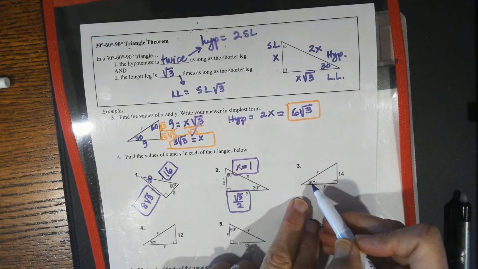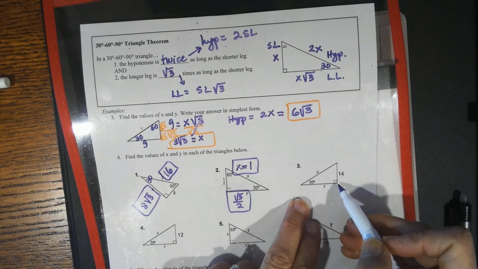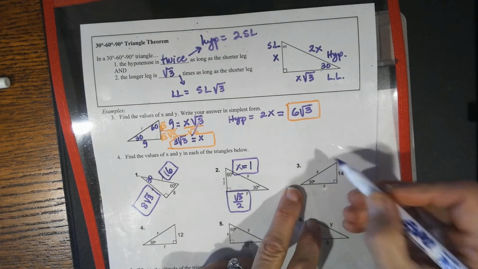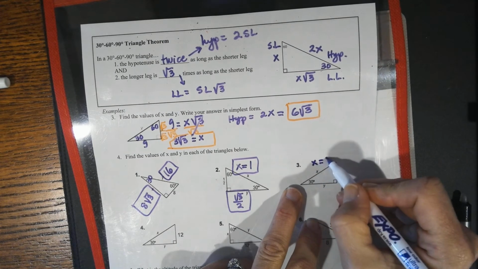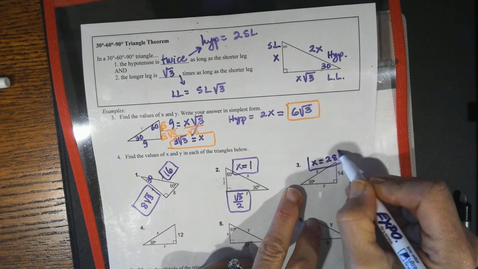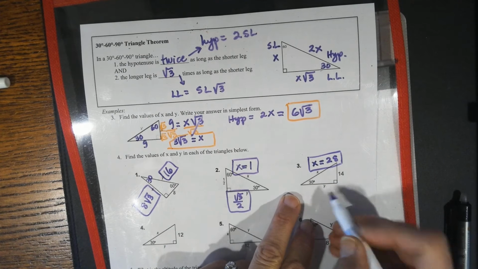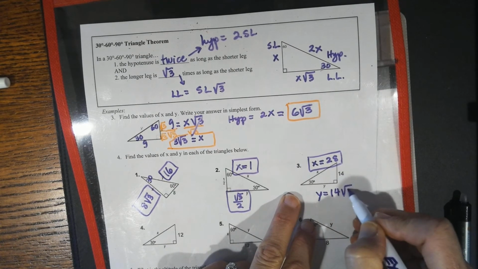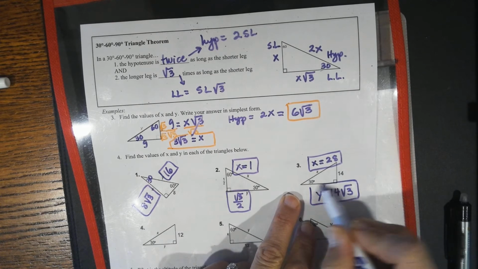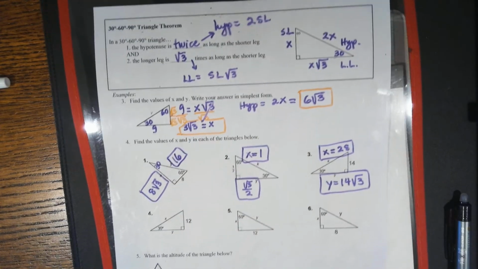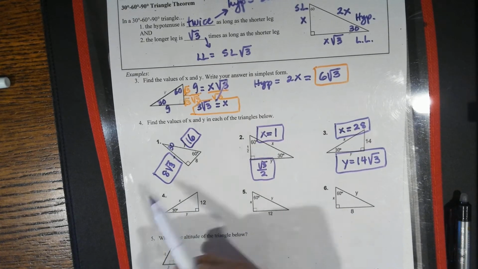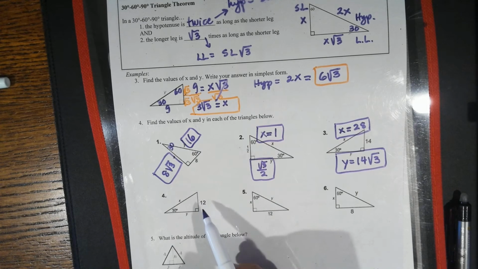Small angle across from the smallest side, the shortest side. So the hypotenuse is twice as much. And the longer leg is simply this times root 3. So we're going to practice a couple more. Do I have a volunteer for number 4? I've got the shortest side here, that's 12.